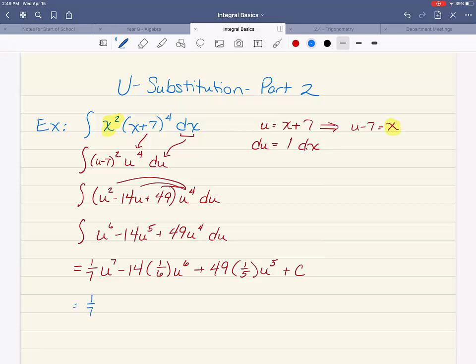So now we're ready to change back to x's. So this would be 1 over 7 times u, which is x plus 7 to the 7th, minus 14/6, which you can reduce if you want to, but you don't have to, x plus 7 to the 6th, plus 49/5, x plus 7 to the 5th, plus c, and that is your final answer. I hope this helps with those problems at the end.